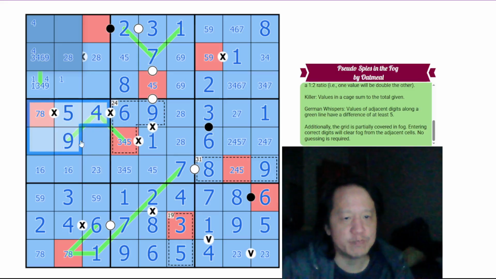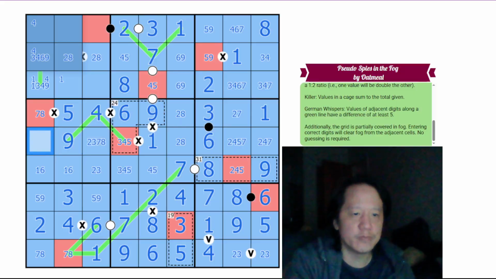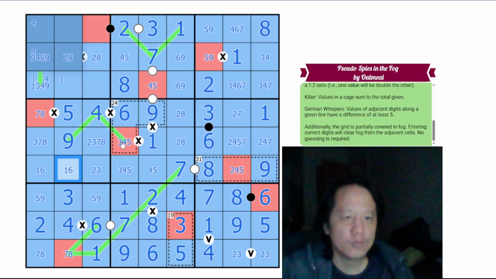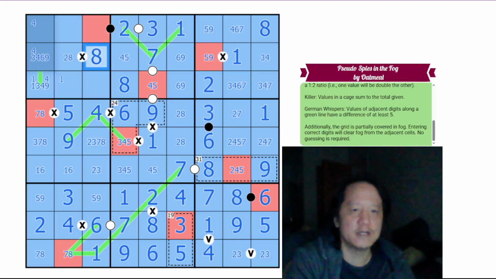In the rest of this box, we have 2, 3, 7, 8 remaining. So 2, 3, 7, 8. And this can't be 2. So this is 3, 7, 8. Where is the 2 in this box then? It has to be one of these 2 cells here, which eliminates 2 here. So this is 8. This is 2.